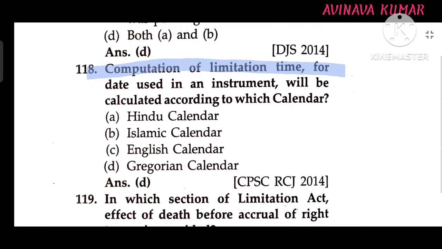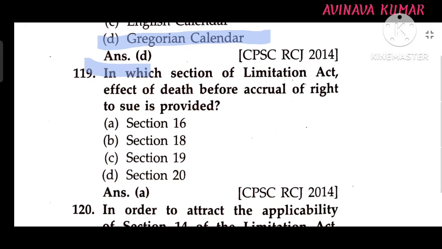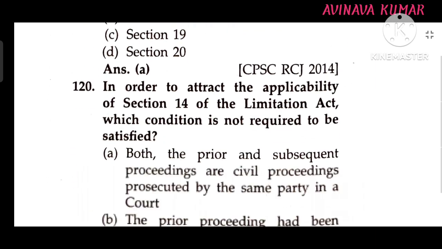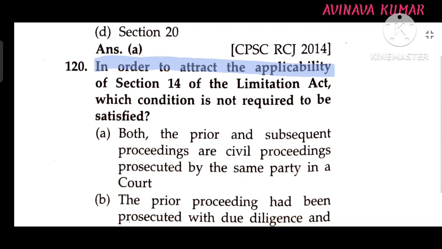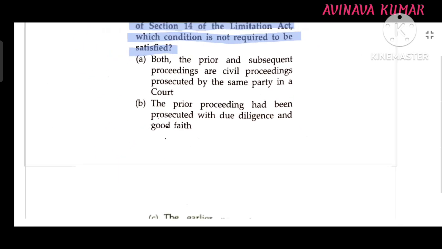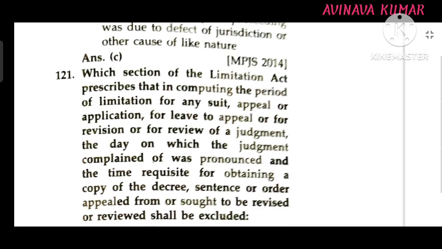Computation of the limitation time for a date used in an instrument will be calculated according to the Gregorian calendar. Which section of the Limitation Act provides the effect of death before accrual of right to sue? Section 16. In order to attract the applicability of Section 14 of the Limitation Act, which condition is not required to be satisfied? The earlier proceeding and the later proceeding may be based on different matters in issue.